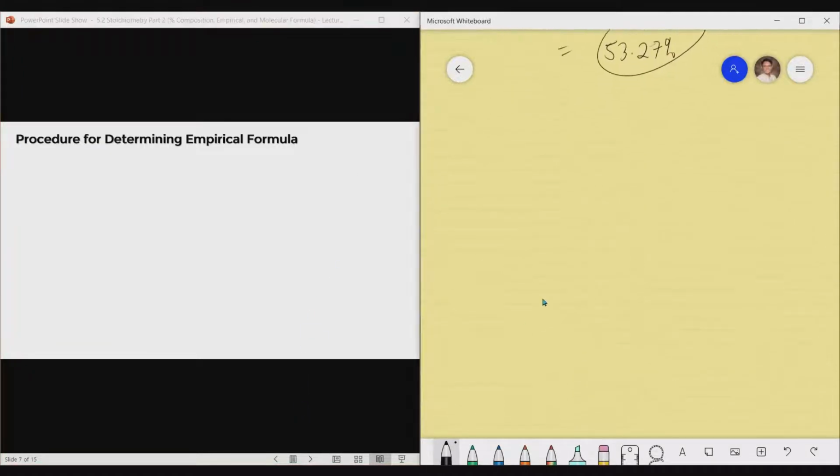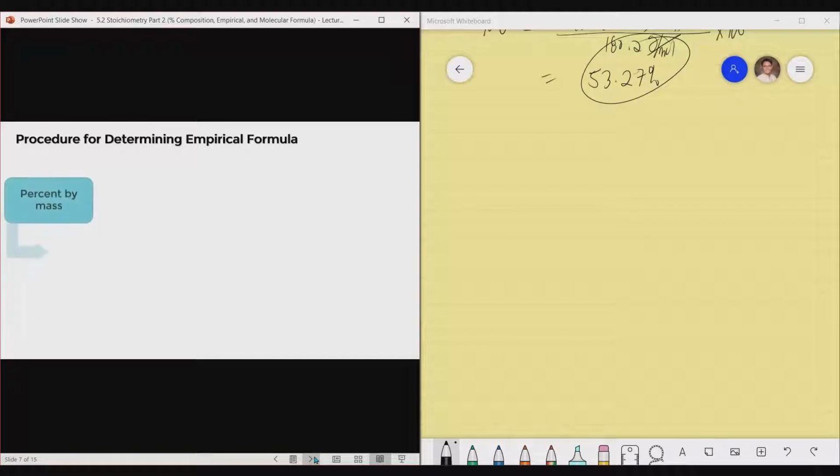This will be the procedure on how we determine the empirical formula. First, we need to identify the percent by mass. Now, there will be times that the percent composition is not provided, so we need to compute the percent composition beforehand. However, if the percent composition is already provided, that's a good thing.